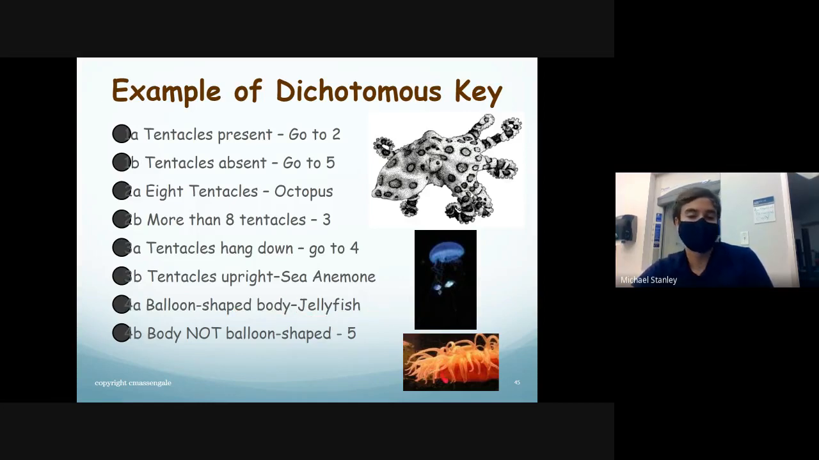And then finally, same series of steps for the anemone. Tentacles are present, so go to 2. We have more than 8, so we go to 3. The tentacles are upright. They're pointing up, so we have a sea anemone. So that is a relatively simple way, although it can get very complex. I had to do this for a college class once, and doing this with tiny flies under a microscope is not fun. But with these basic steps, we can identify different types of seemingly similarly shaped organisms or organisms that have somewhat similar characteristics.